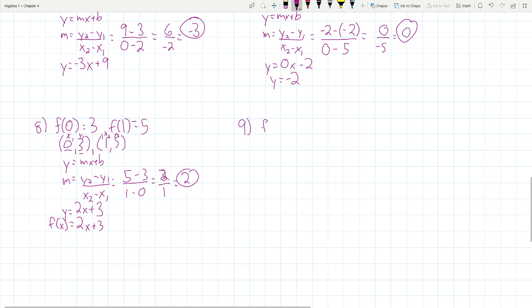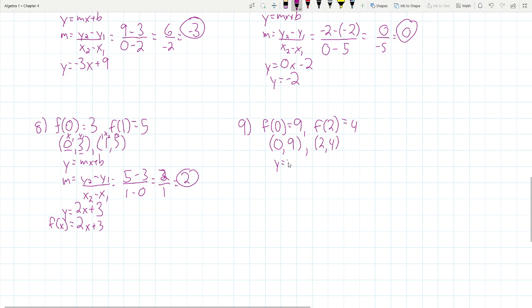Number 9. f of 0 equals 9, and f of 2 equals 4. So again, I look at this and I say, okay, I need to make this a set of ordered pairs. And so I'm going to set this to 0, 9, and 2, 4. Again, what's inside the parentheses is going to be the x value.